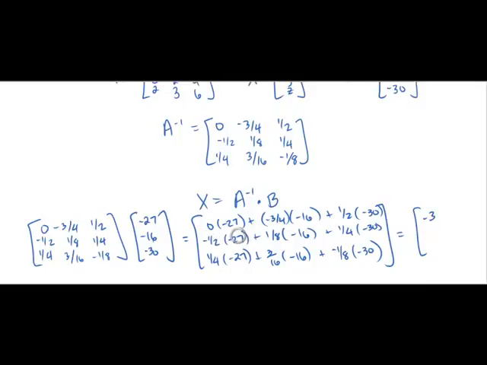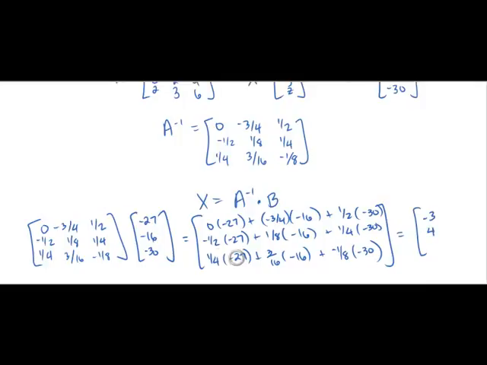Half of negative 27 is going to be just 27/2. The 16 over 8 is going to give us negative 2, and a quarter of 30 is going to give us negative 7.5. When you put all of that together, you end up with 4.